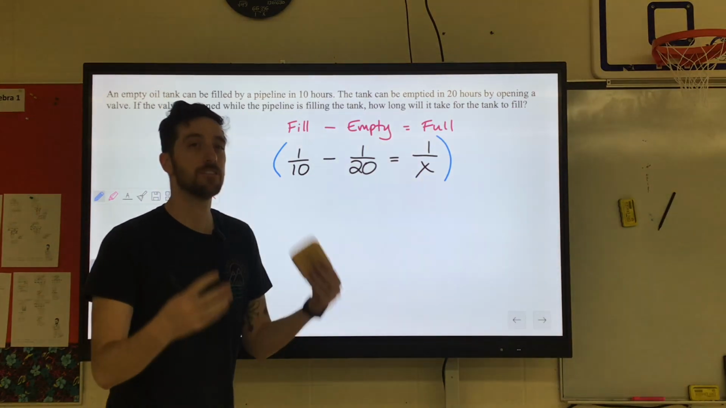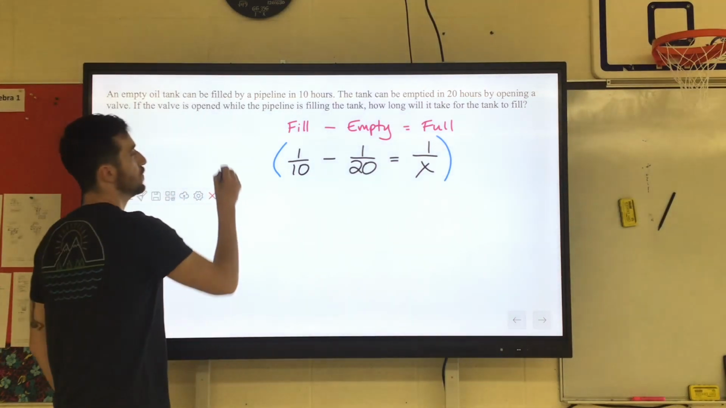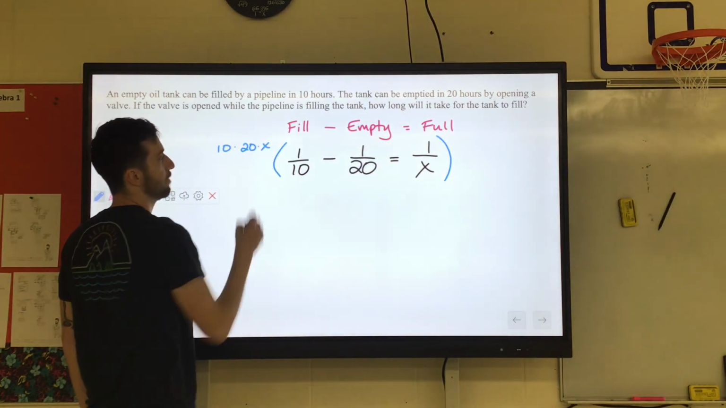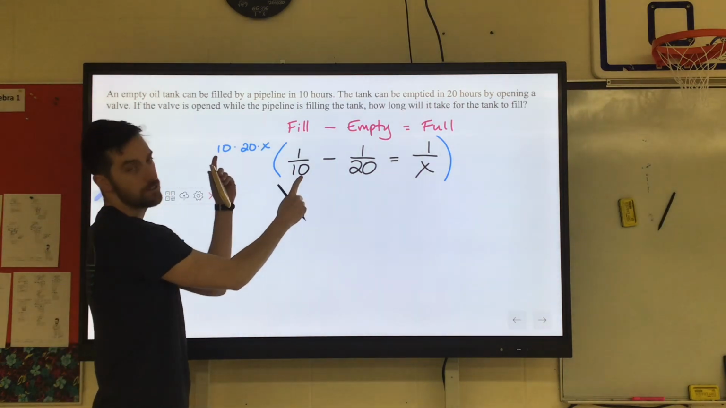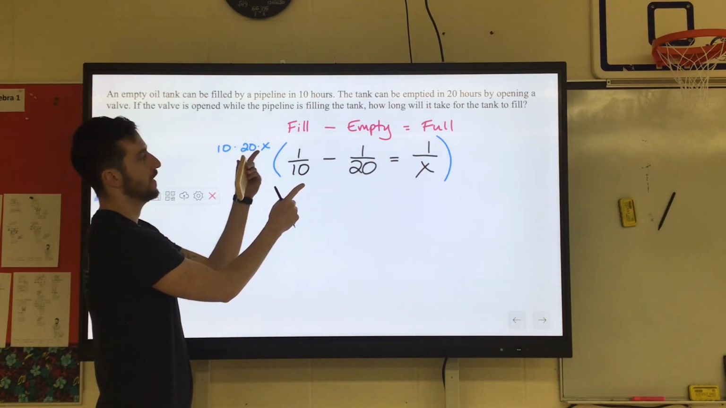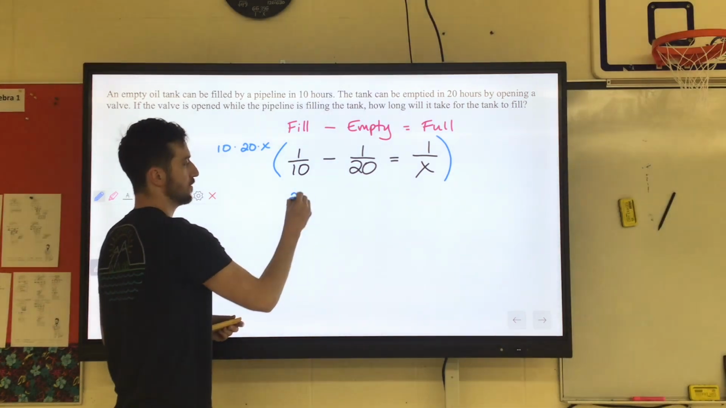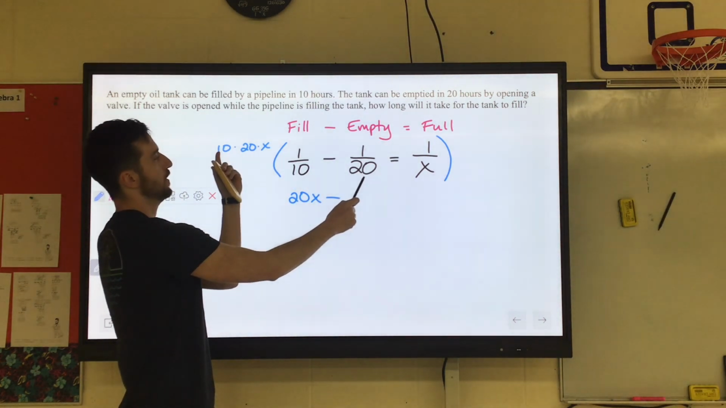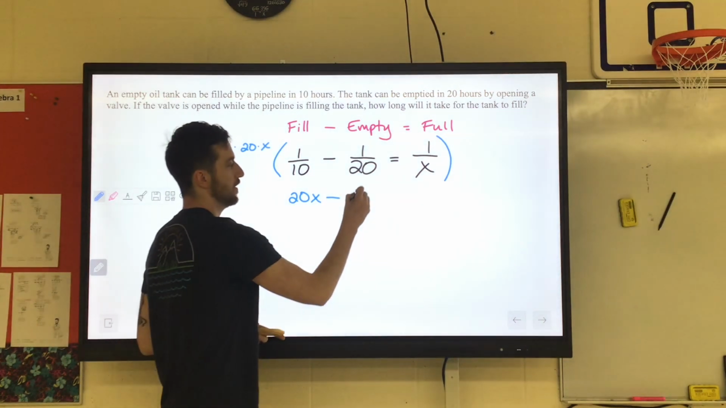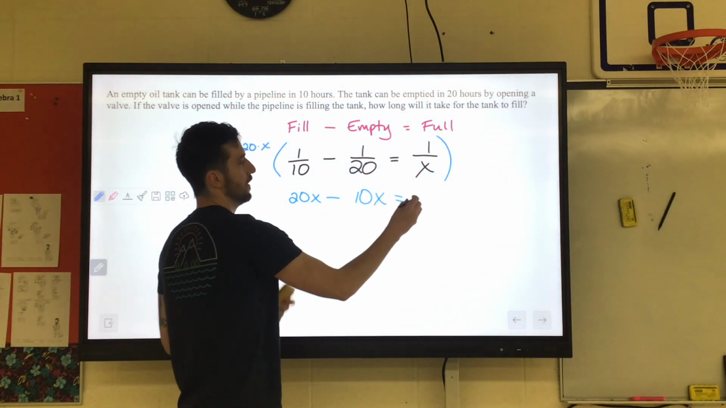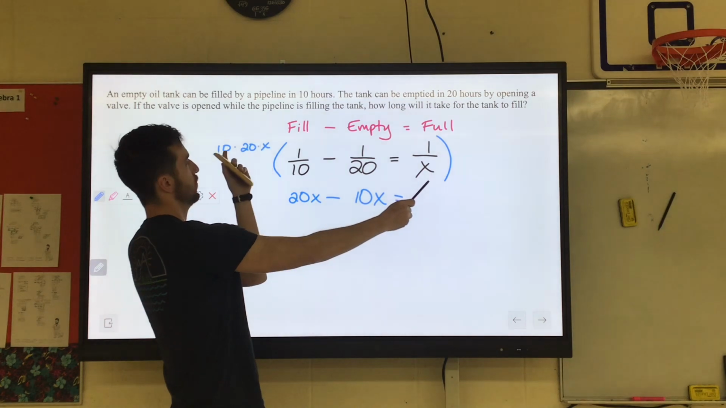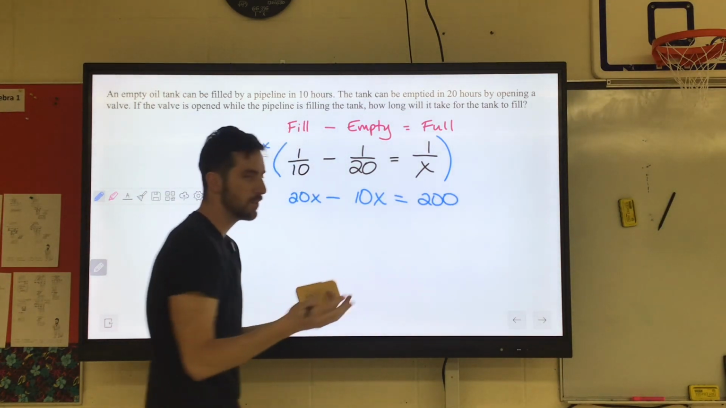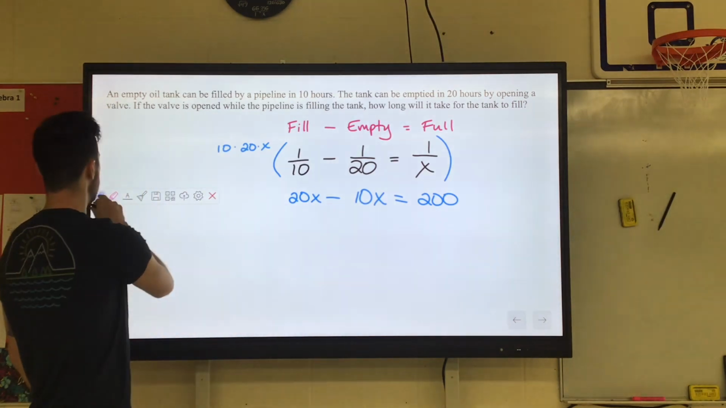However, let's get used to this process: we can always just multiply by all the denominators. So here, the 10s are going to cancel out, so we're just going to have 20x times 1, which is 20x, minus. Here the 20s will cancel out, so we're going to have 10x times 1, that's 10x. And then here the x's would cancel out, so it's just going to be 10 times 20, which is 200. There's our new equation, and that's a pretty easy equation to solve.